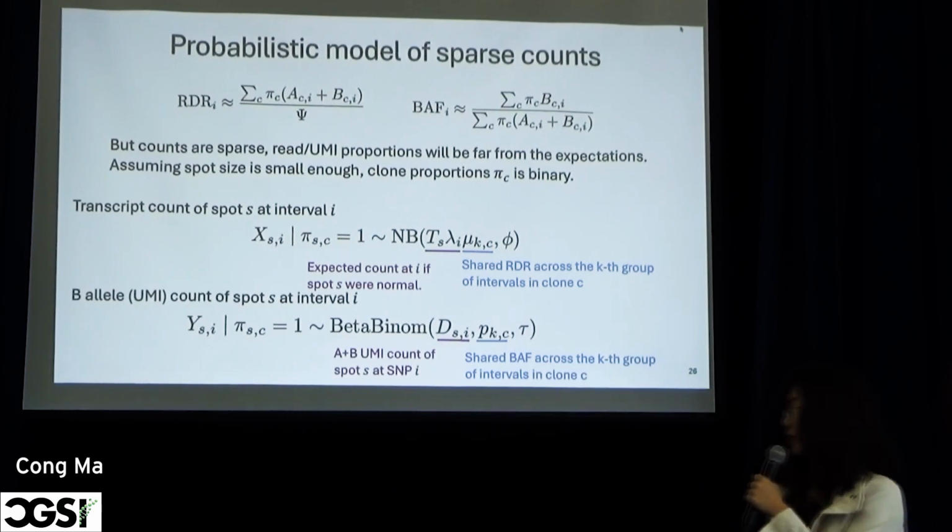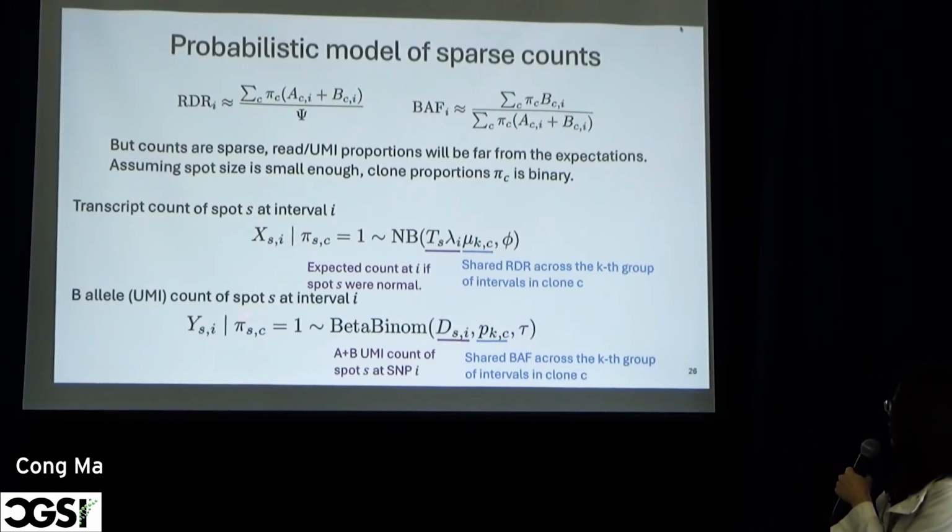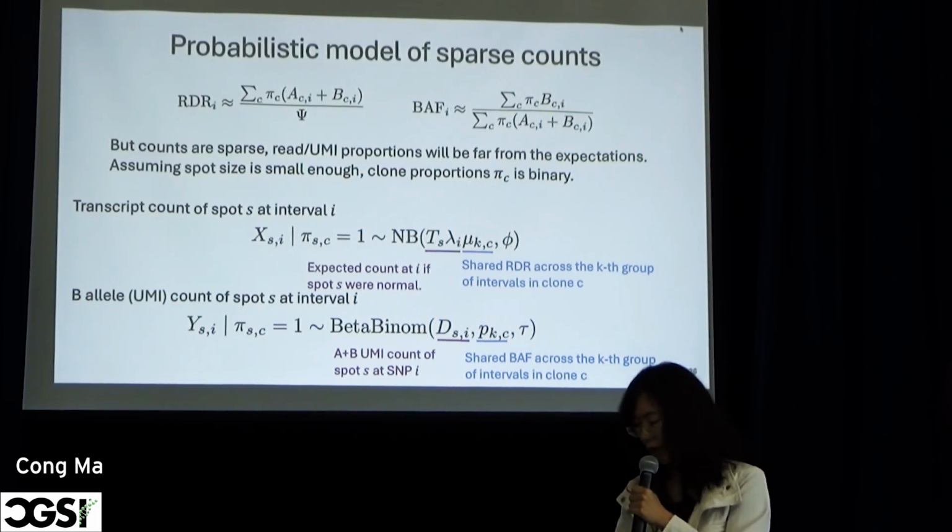Similarly for B allele frequency, we directly model the B allele count using the total allele count, assuming it follows a binomial or beta-binomial distribution, where the parameter p, the BAF parameter, corresponds to the theoretical BAF value derived from the copy numbers.